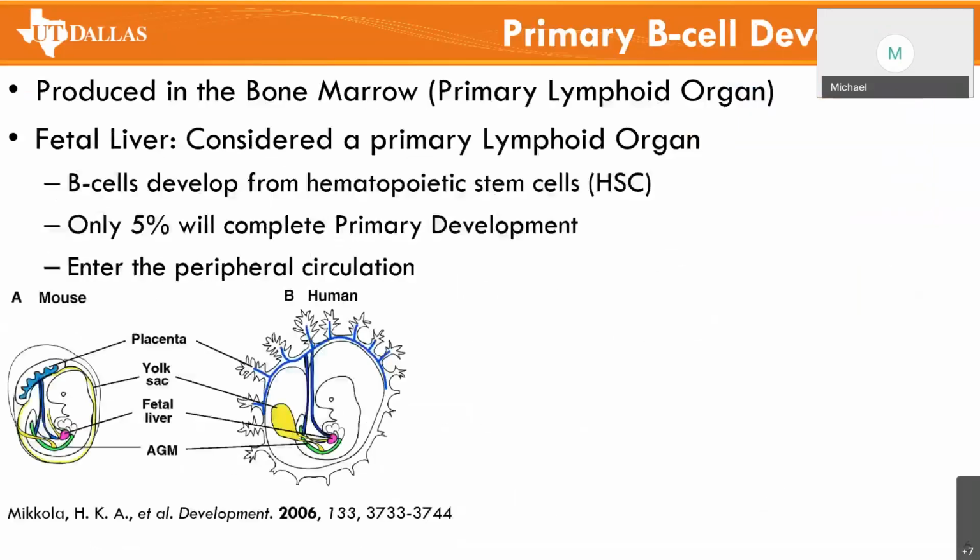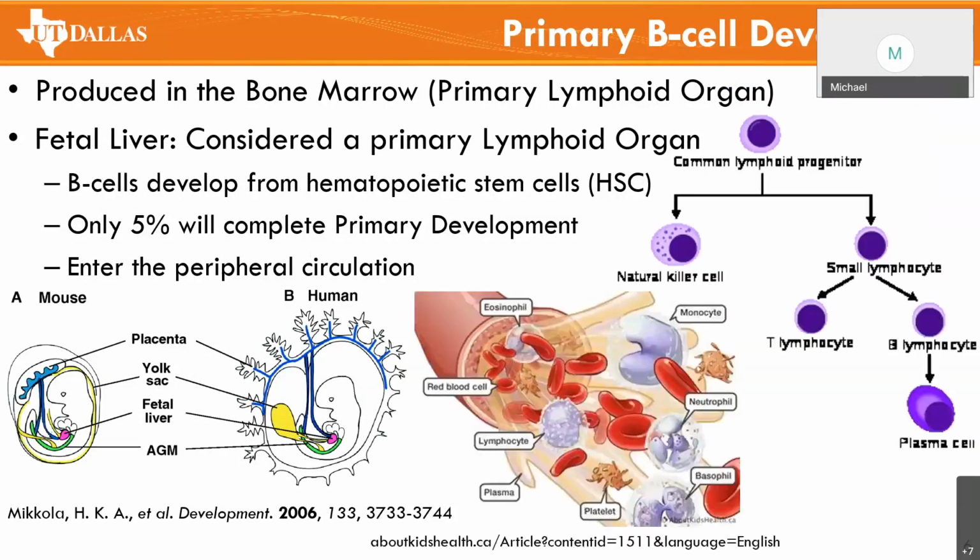Like I mentioned, primary B cell development occurs in the bone marrow or fetal liver. What we're going to really focus on is the bone marrow, because after you're born and your liver grows, most of your B cells are going to be developing in the bone marrow, where they come from hematopoietic stem cells. Only 5% of these will actually complete the primary development to go into the circulation as mature naive B cells.